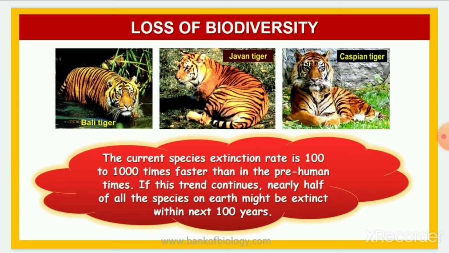Okay, extinction is a part of evolution, and organisms used to go extinct over some millions of years. But it is believed that the species extinction rate is 100 to 1000 times faster now than in pre-human times. That means the species extinction rate has increased. And if this continues, it is believed that nearly half of all the species on the earth might be extinct within the next 100 years.